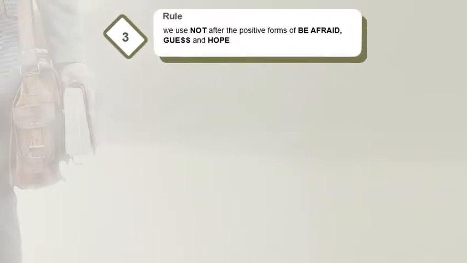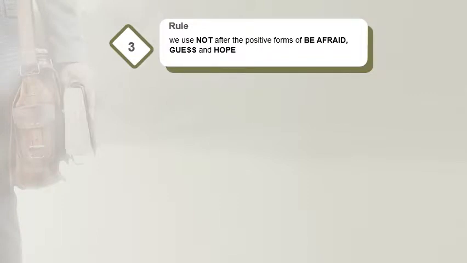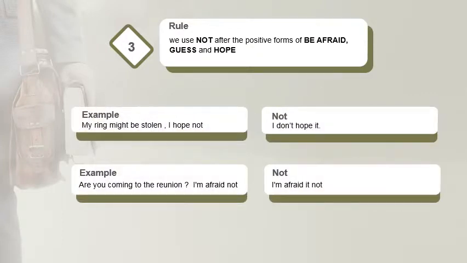Rule number 3. We use not after the positive forms of be afraid, guess, and hope. First example, my ring might be stolen. I hope not. We don't say I don't hope it. Second example, are you coming to the reunion? I'm afraid not. We don't say I'm afraid it's not.